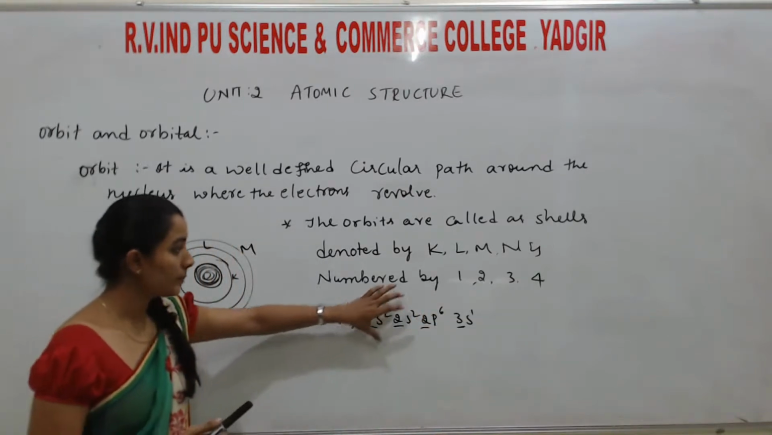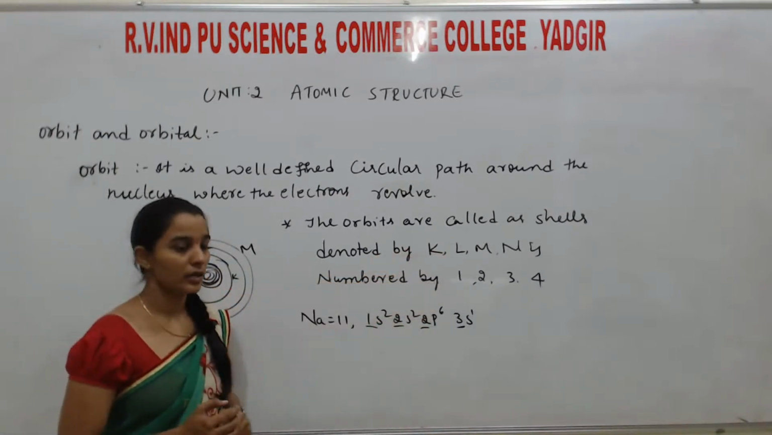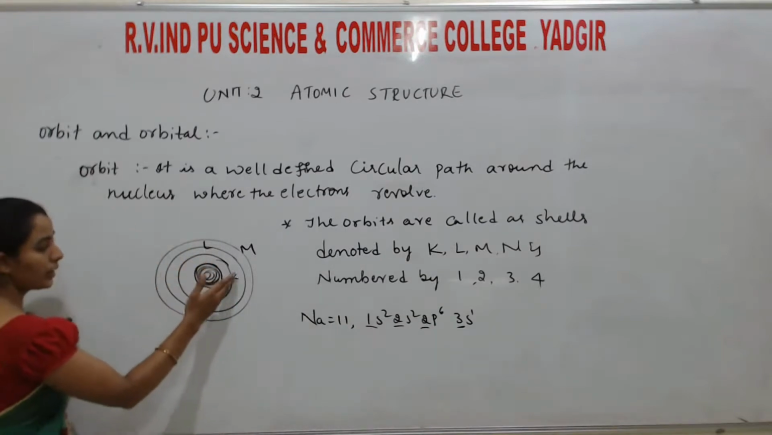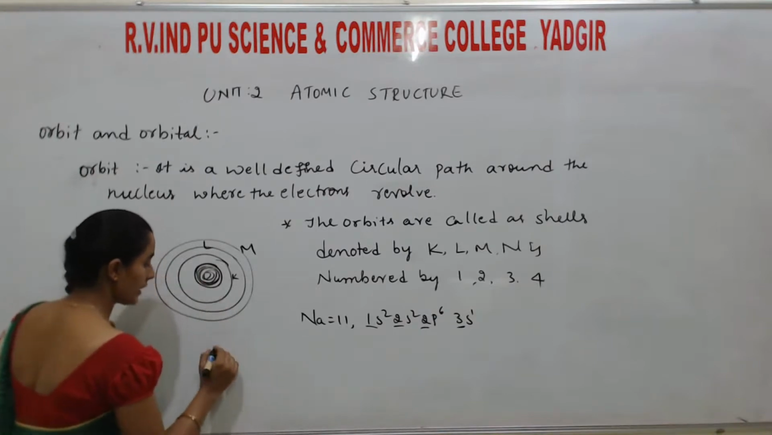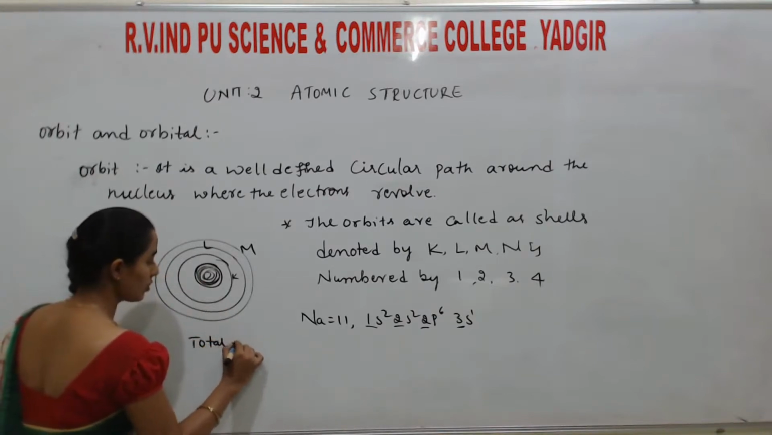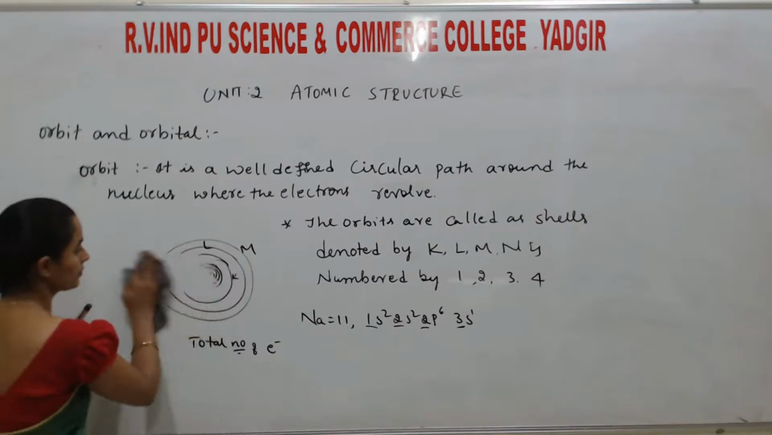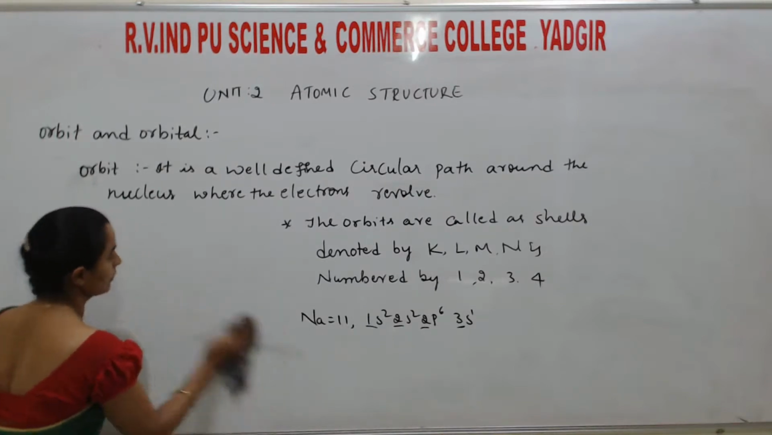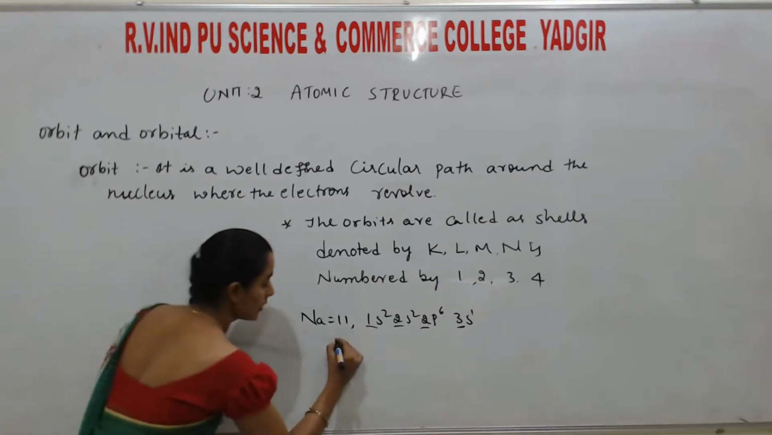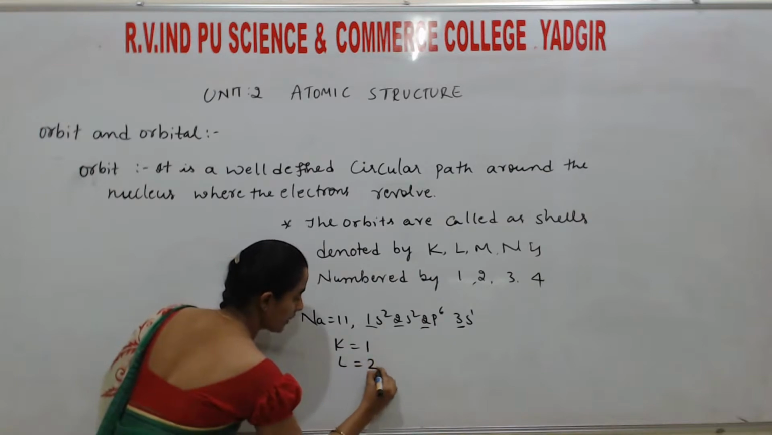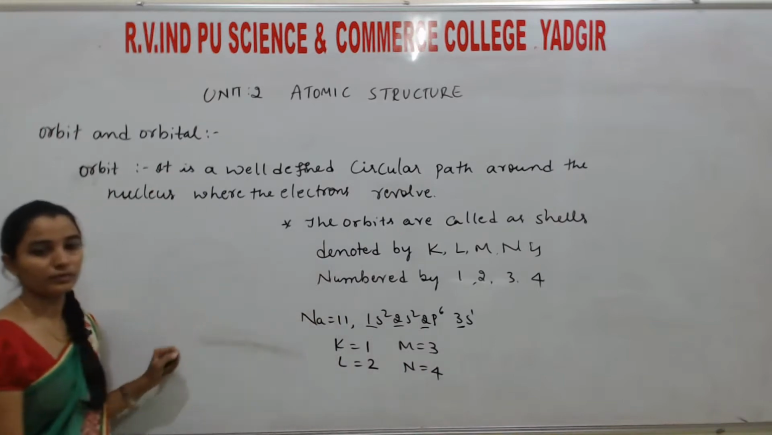Okay, students, here what happens? The numbering is taken here for the different energy shells and the name is taken as K, L, M, N shell. So this is where the electrons revolve around the shell. So the total number of electrons, I will write it again. Here K shell value is 1, L shell value is 2, M shell value is 3, N shell value is 4. Remember that.